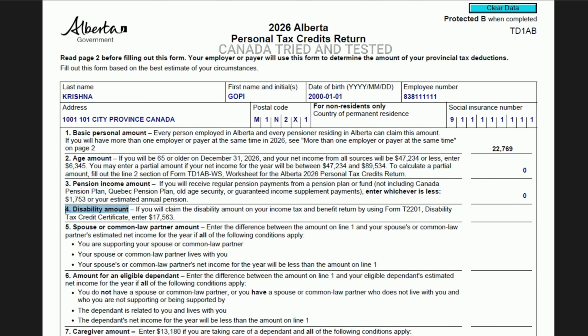For line 4, disability amount, for claiming this, you would require this form T2201. If you don't have it, in that case, just make an entry as 0. And if you have this form T2201, in that case, make an entry of 17,563. And if you don't have it, just make an entry of 0.